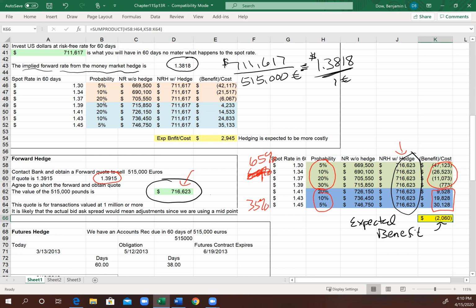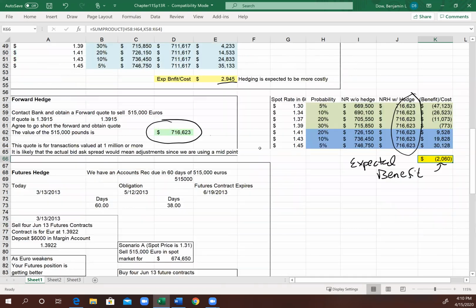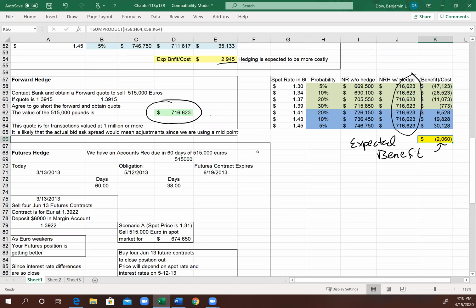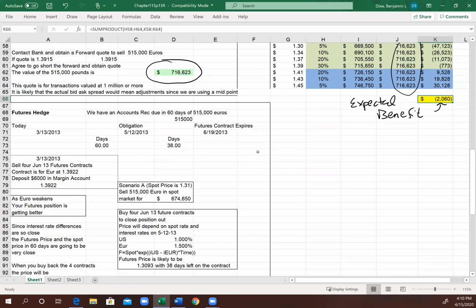And you can also see it down here in terms of the expected benefit, versus using the money market hedge, which gave us an expected cost. So it's nice to compare different alternatives because it doesn't take very long. And we also need something to do, I guess, in this chapter. So if we look at the futures hedge, this is another alternative. Instead of using forward contracts, we could use futures contracts.